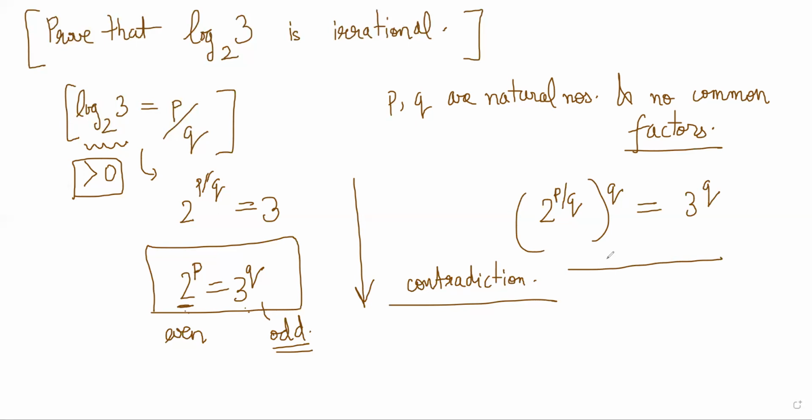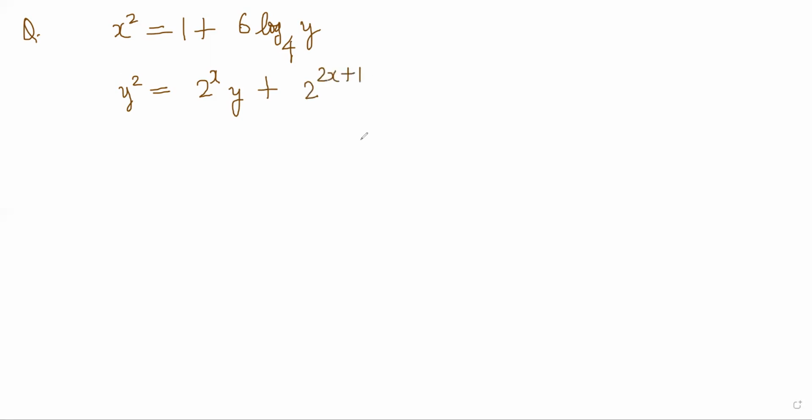Okay. Then the next one was some equation, right? Solve for x and y. When x squared is equal to 1 plus 6 log 4y, and then y squared is equal to 2x times y plus 2x plus 1. Yeah, right? Okay, that's accurate.